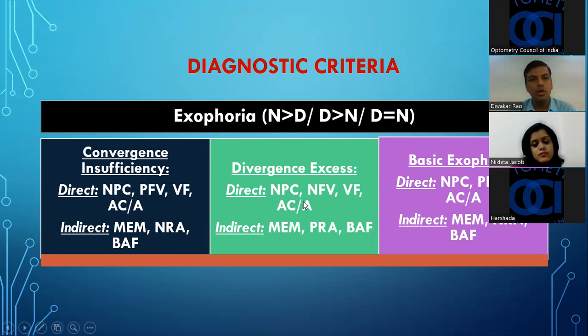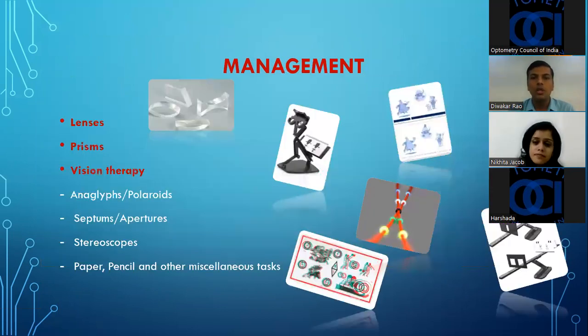So hence, it is not a case of divergence excess or basic exophoria. It clearly confirms it's a case of convergence insufficiency. So how did we manage this case? The general criteria to manage these patients with convergence abnormalities are that lenses, prisms, and vision therapy can be used.